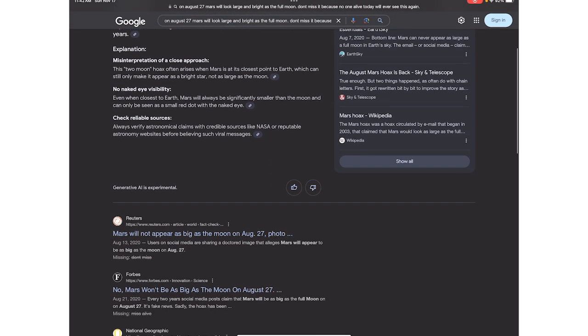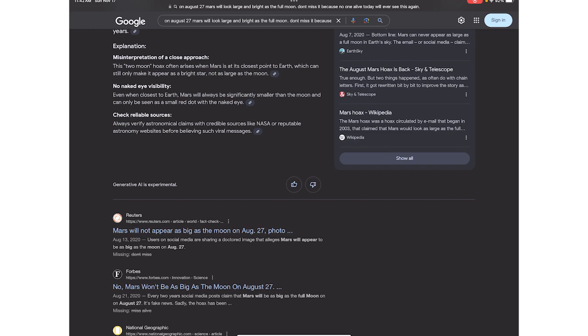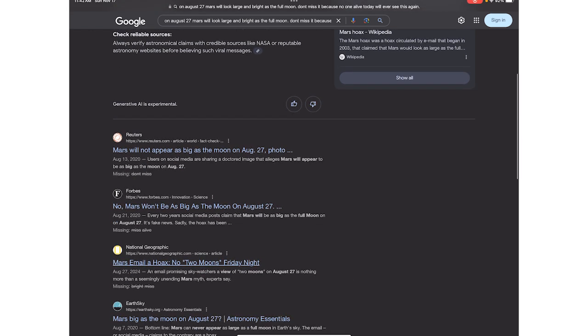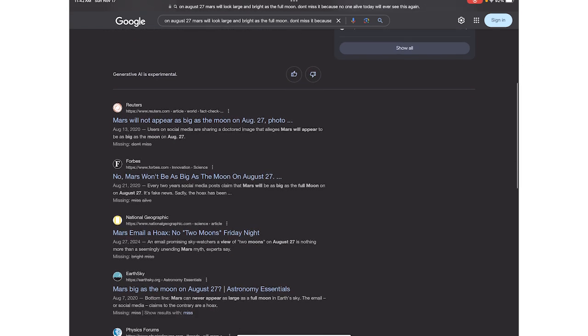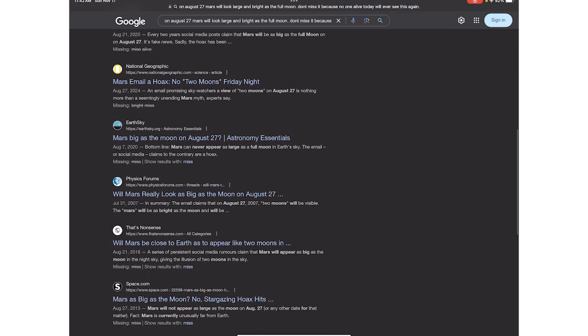So there's a couple things that are coming up here. One in Reuters, Mars will not appear as big as the moon on August 27th. Mars email a hoax. That's from National Geographic. So just looking at that statement and typing it into Google, you're able to find that it's not very accurate.